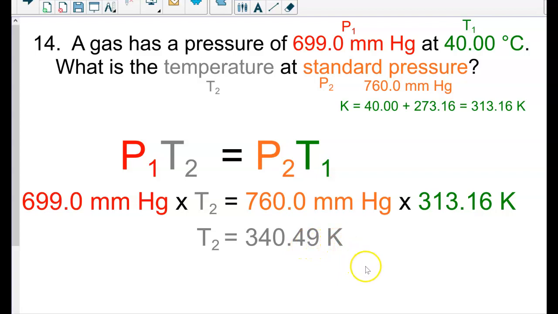Please pause your computer and go through the math. Remember, you need the generic formula, the numbers with units plugged in, and an answer with units. Please pause and do the math on your calculator. See if you can get my answer. Thanks.